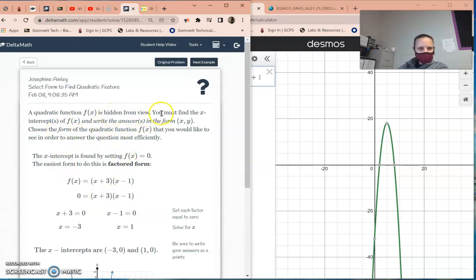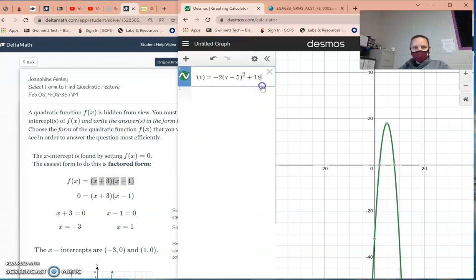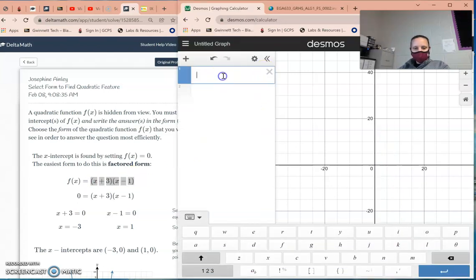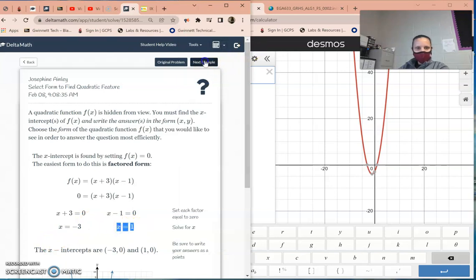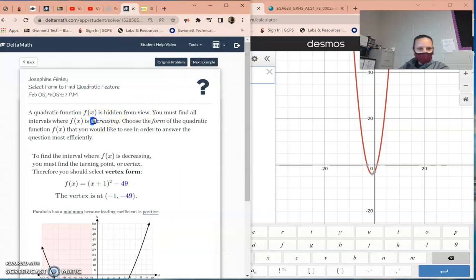Okay, so this one is finding the x-intercept. So again, you copy and paste. Doesn't matter which one. They choose factored form, but it really does not matter. All right, so copy and paste, and then you're looking for x-intercepts, which is at -3 and 1. -3 and 1. All right, next example, when is it decreasing?